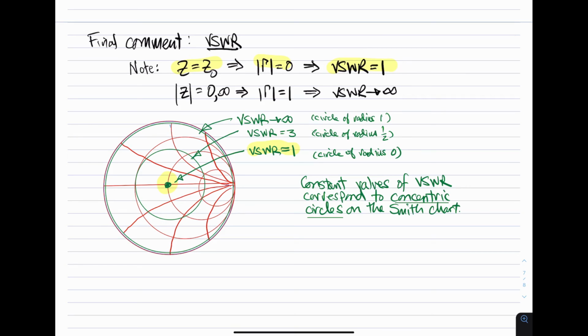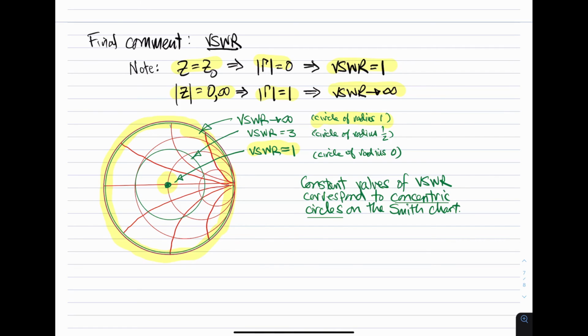Also, we know that if the magnitude of the impedance is either 0 or infinite, then the reflection coefficient is exactly 1. Its magnitude, I should say, is exactly 1. And in that case, the voltage standing wave ratio goes off to infinity. Remember, all possible values of the voltage standing wave ratio are between 1 and infinity. So in that case, we have the unit circle itself. In other words, all possible values on the unit circle correspond to voltage standing wave ratio equal to infinity. The voltage standing wave ratio equal to infinity is a circle of radius 1, is yet another way of saying it.